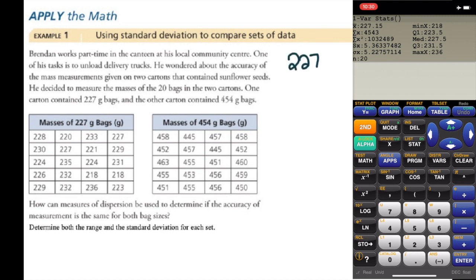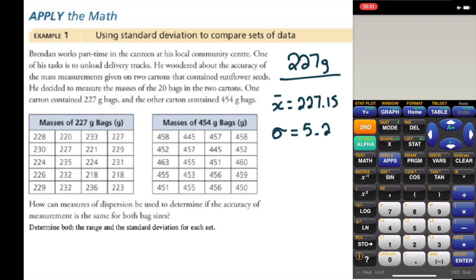So for the 227 gram bags, we get a mean of 227.15, which is good. On average, these bags contain maybe just slightly more than they say they do, but that's okay for us as consumers. The standard deviation would be 5.2 grams. So there is a little bit of variation between the bags, but that would be expected. We'll do the same thing with the 454 gram bags.